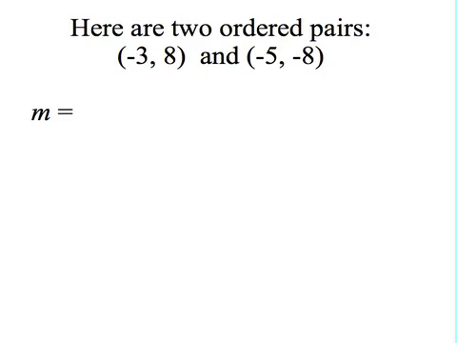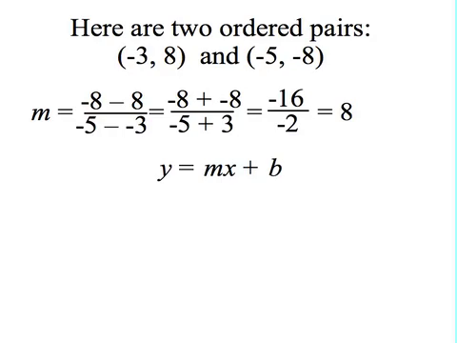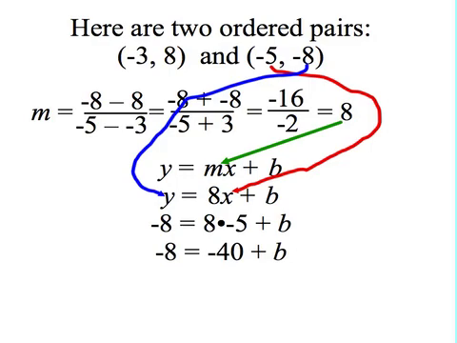Here's another example. We plug into our slope formula, apply the definition of subtraction, do some arithmetic, do some division. We get 8. We substitute the 8 in for the slope, and we're almost there. We pick one of the 2 points. I'm picking the second point this time. The -8 goes in for y, the -5 in for x. I do my arithmetic, then I add 40 to both sides, and I get that b is equal to 32. So my equation using the slope and the y-intercept is y is equal to 8x plus 32.